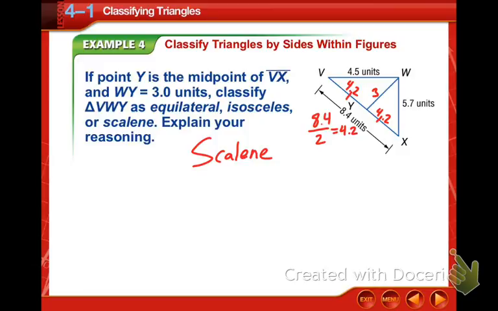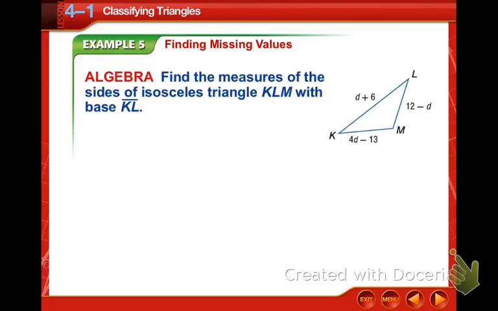And that's our last question for the day. We did vocab the day we did these notes, so the vocab slides are going to be next. Well, actually, I guess I skipped this problem when I did the notes in class. So let's do this one real fast. My bad. So we're going to find the measures of the sides of the isosceles triangle. It tells us it's isosceles, with base KL.